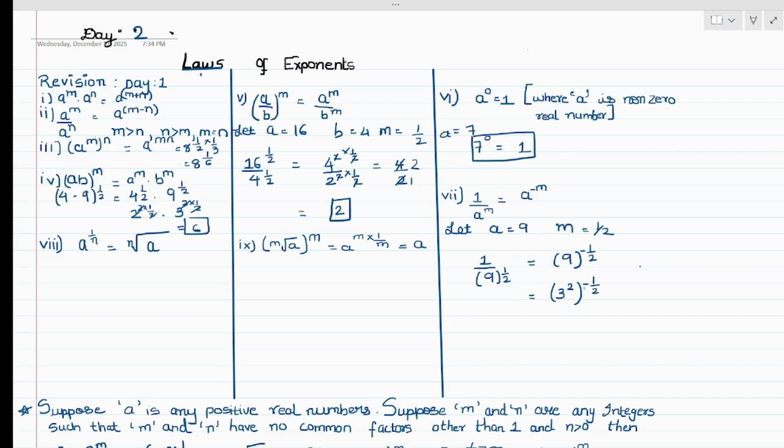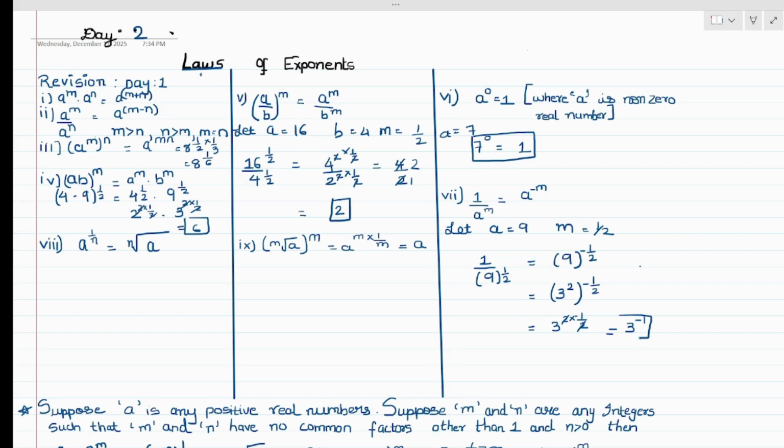As I said earlier, this bracket means multiplication. Now my power is getting multiplied. That means 3 raised to 2 multiplied by 1 upon 2, which is negative. So this 2 and this 2 get cancelled. So I will get my answer as 3 raised to minus 1.